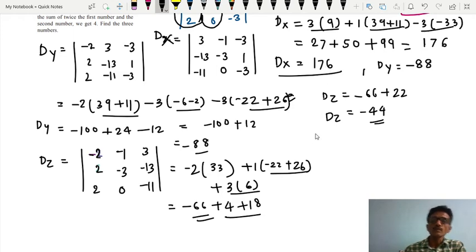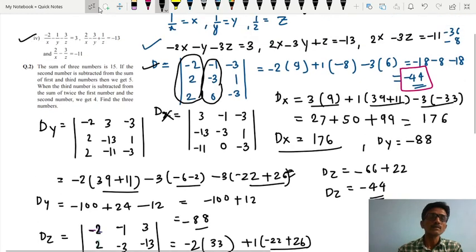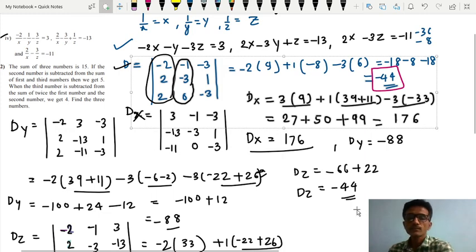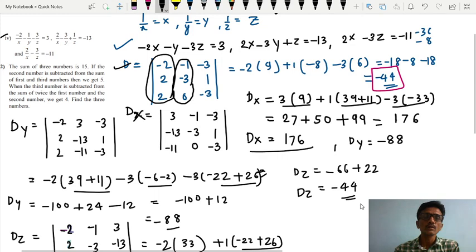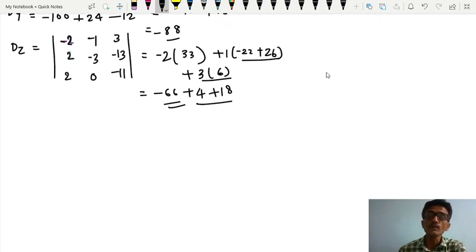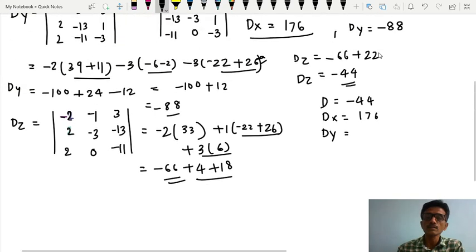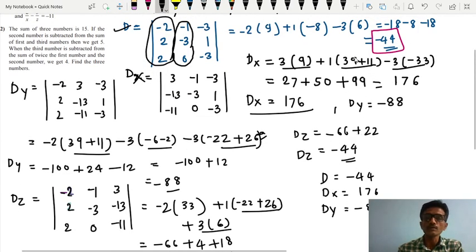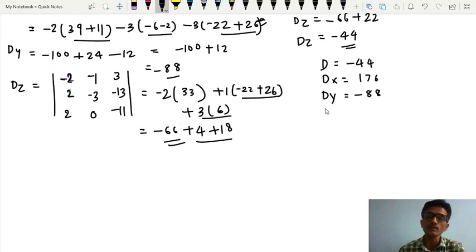Okay. So once again, we will write it. D, dx, dy, dz, you have to write everything here. Here, d is equal to minus 44. Dx is 176. Dy is minus 88. D is equal to minus 44, dy is this, and dz is equal to minus 44.